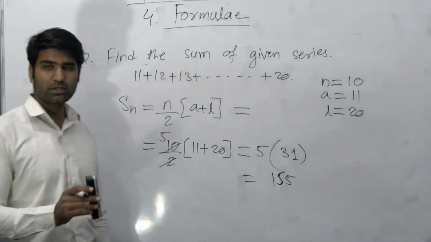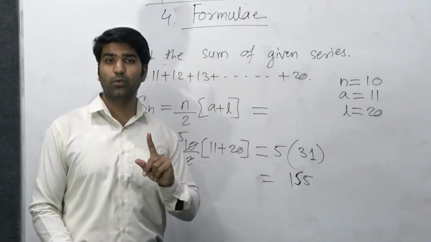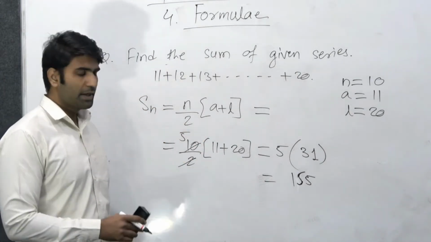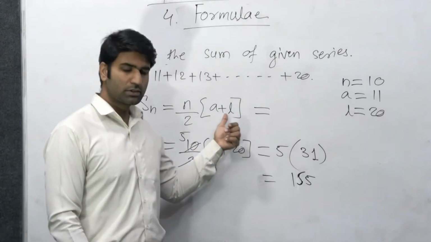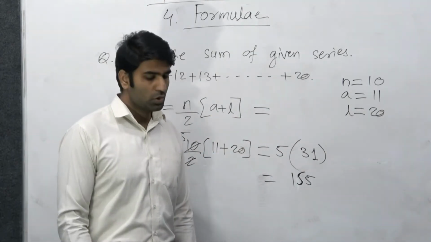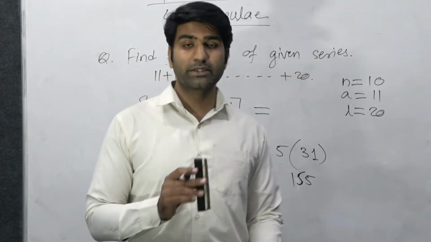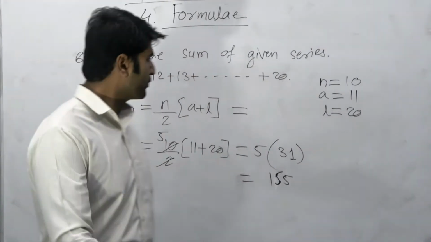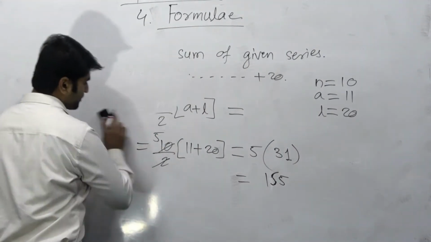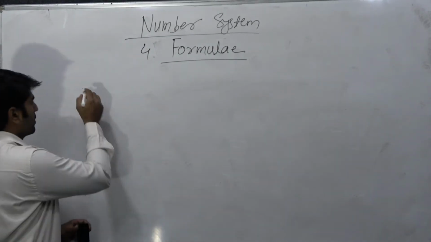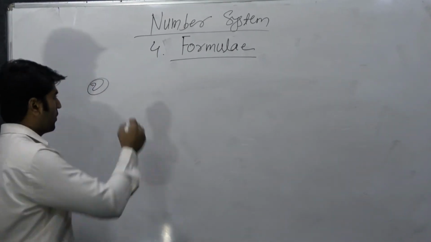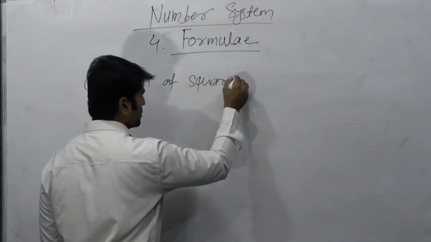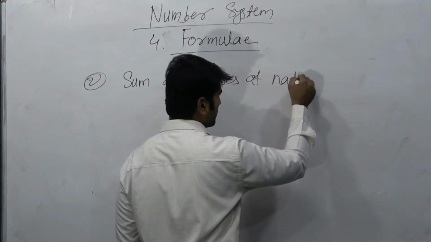So whenever the series starts with any number except 1, then we can use this formula: n upon 2 into bracket a plus l. Remember, a means first number and l means last number. So these were the formulas for the sum of plain natural numbers. Then the second formula is for the sum of squares of natural numbers.